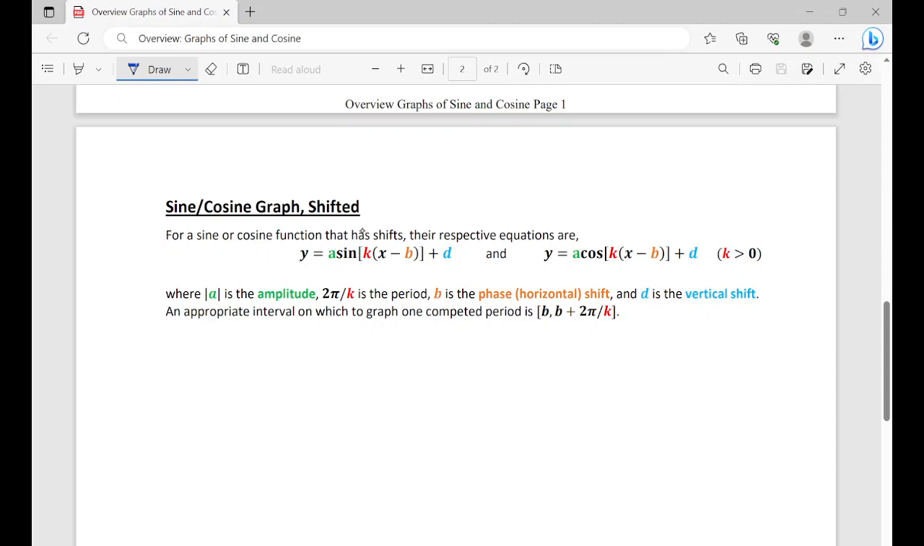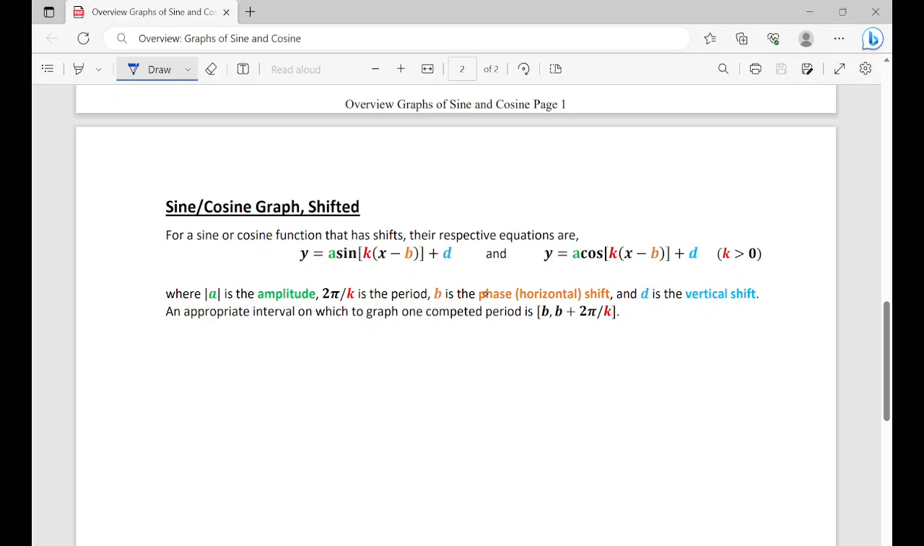Now everything is color-coded to make it a little bit easier for you in these functions. Again, the absolute value of a is the amplitude. That's how high and how low it goes. If you have k outside of the parentheses here, you can just plug it in to 2 pi over k and get its period. If it's not factored out, you need to factor it out. Once it is factored out, you have your b value.